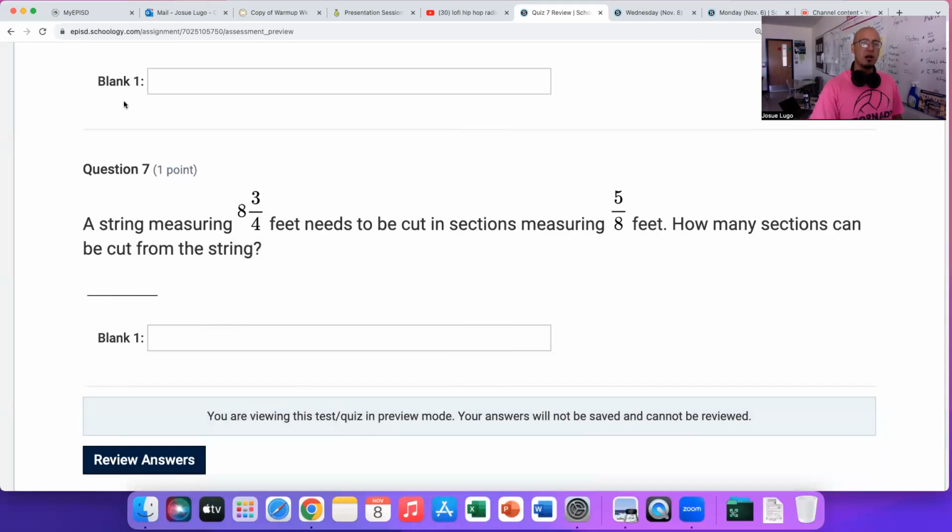And here we are taking a string measuring 8 3/4 feet, and that needs to be cut into equal sections measuring 5/8 feet. How many sections can be cut from the string? So we're obviously dividing this quantity, never mind that it's a mixed number. We're dividing 8 3/4 into 5/8. If you need to write that down, you can. I haven't done any math yet. I'm just writing down what I'm going to do.